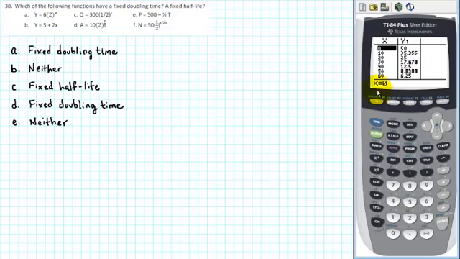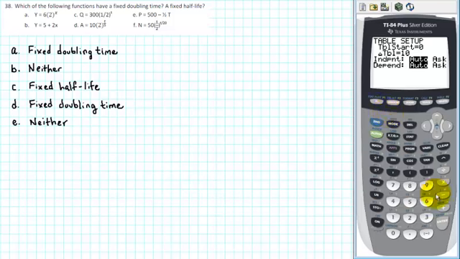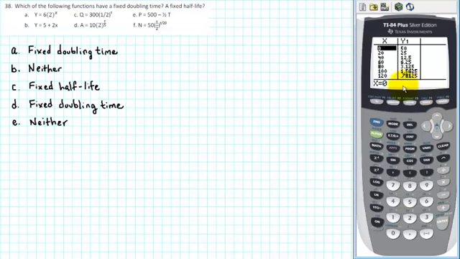So let's check and see. Does this have a fixed half-life? We go back to table set, leave our starting value at 0, but this time increment by 20. Go back to the table. As x increases by 20, the y value is cut in half from 50 to 25, and then from 25 to 12.5, from 12.5 to 6.25, and so on. As x increases by 20, the y values are cut in half. Therefore, this function has a fixed half-life.